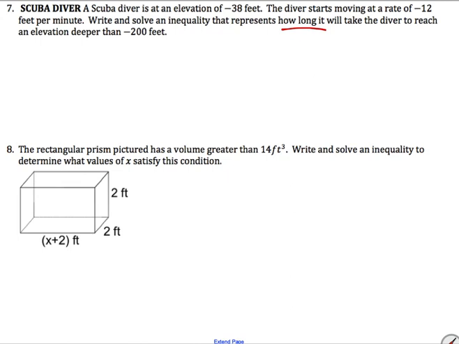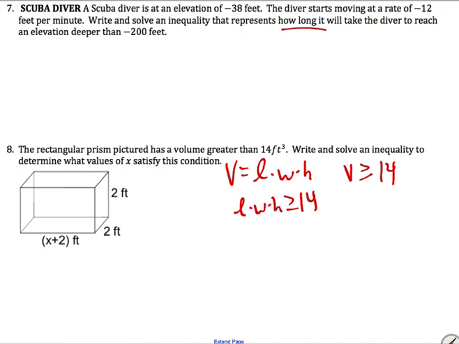Number 8, a rectangular prism has a volume greater than 14 cubic feet. Write and solve an inequality to determine the values of x. You need to remember that the volume is length times width times height. And here the volume has to be greater than 14. So the volume, length times width times height, needs to be greater than 14. And that's a hint for you to be able to get it set up.